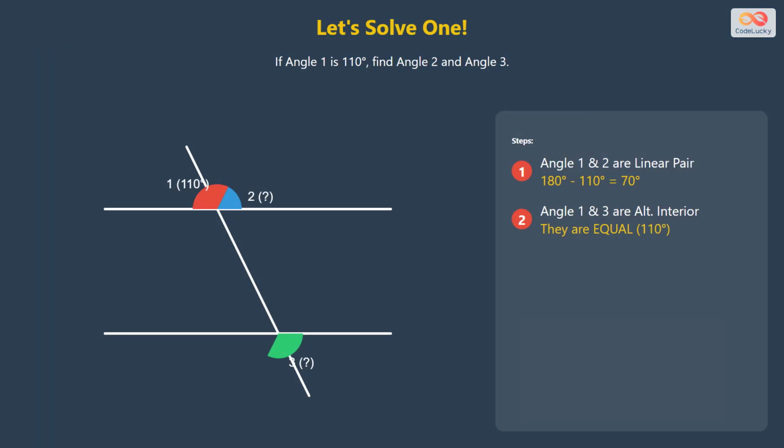Let's try a problem. If angle 1 is 110 degrees, how do we find the others? First, angle 2 is next to angle 1 on a straight line, so we subtract 110 from 180 to get 70 degrees. For angle 3, it is an alternate interior angle to angle 1, so it is exactly the same, 110 degrees.